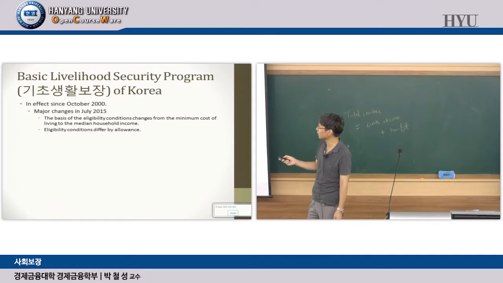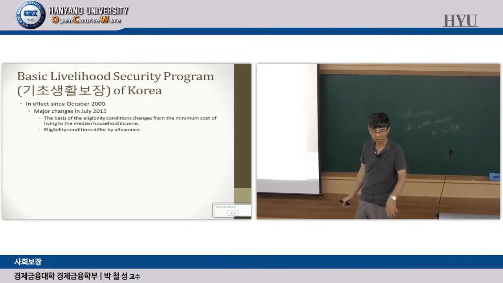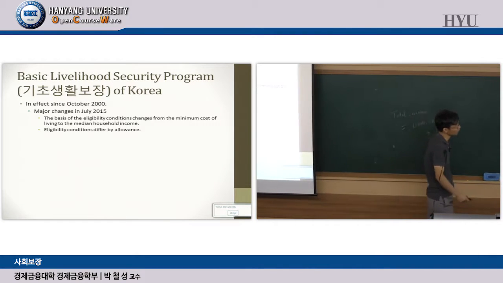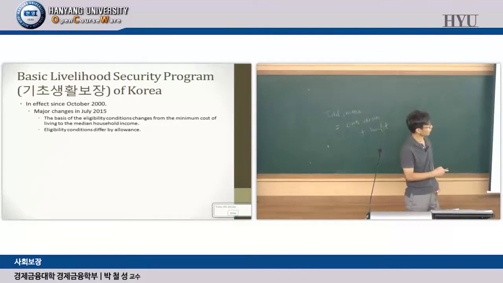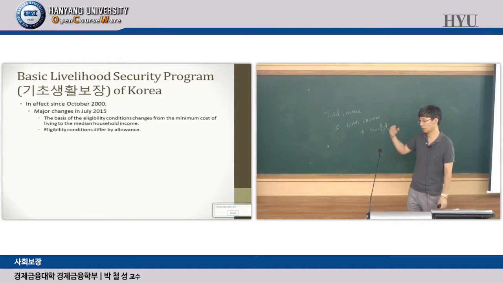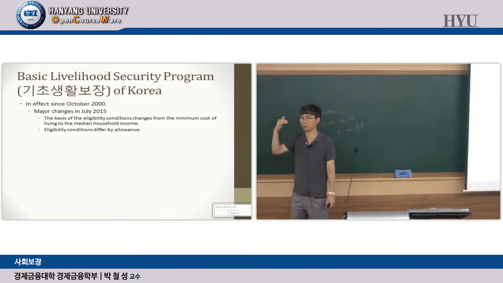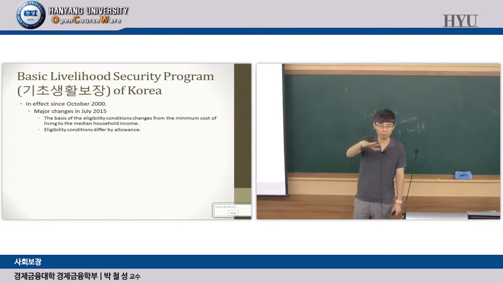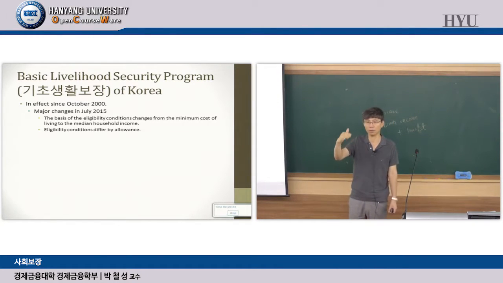And the second thing is that eligibility conditions differ by allowance. I will give you the list of allowances later. So this program has four major allowances and some miscellaneous allowances. And up to July 2015, what happened was, in the simplest terms, if your income is below the minimum cost of living, then you are eligible for all the allowances.